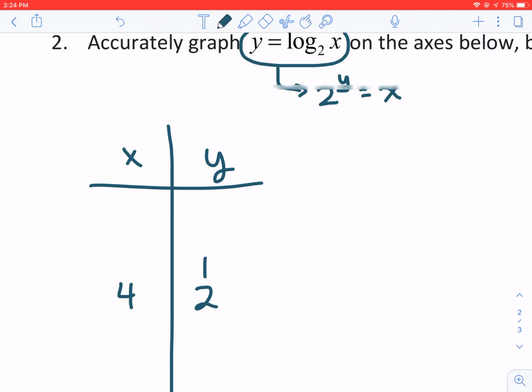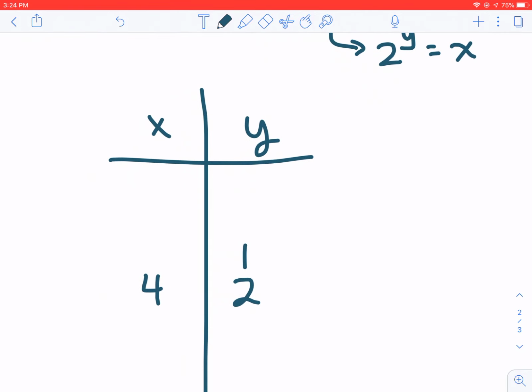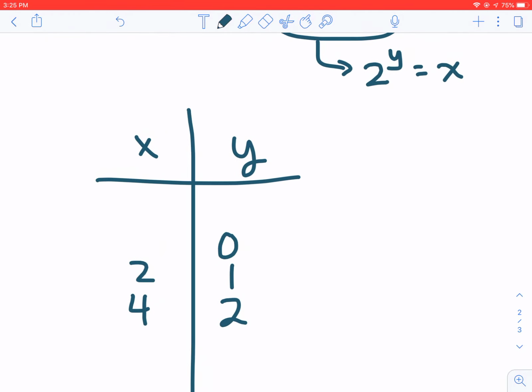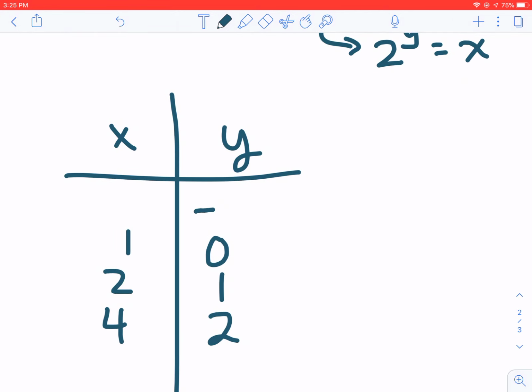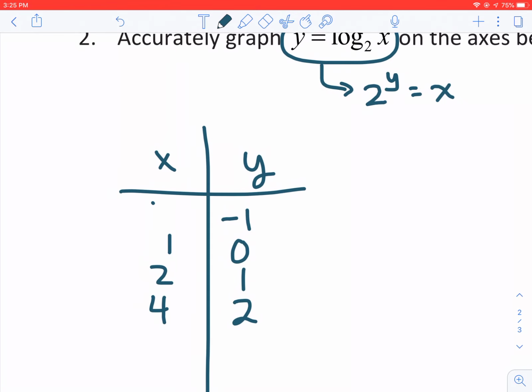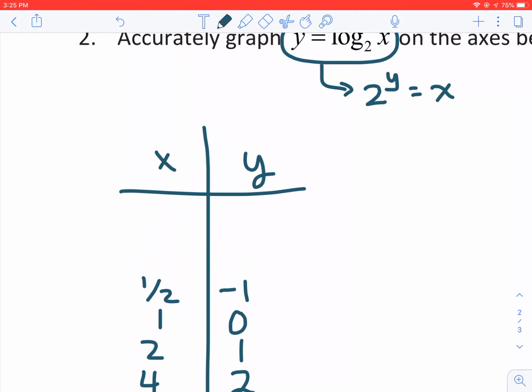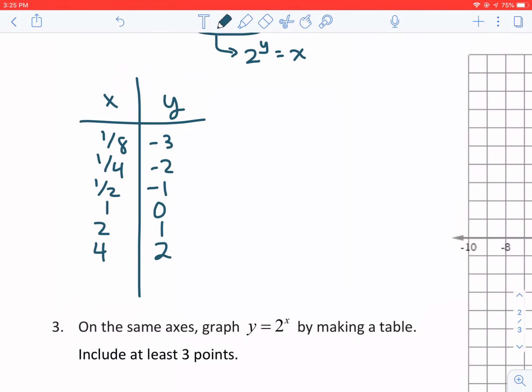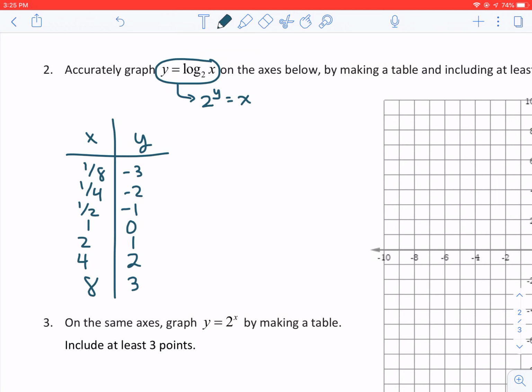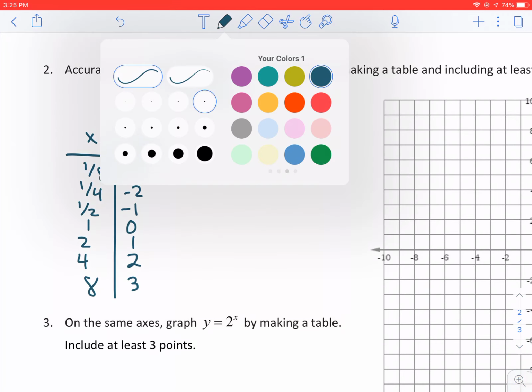So let's see, when y is 1, 2 to the first, that's going to be 2. When y is 0, 2 to the 0, that's 1. When y is negative 1, 2 to the negative first is a half. I'm going to get a couple more values. Let's plug in a negative 2 for y. When y is negative 2, 2 to the negative second is a quarter. 2 to the negative third is an eighth. 2 to the positive 3, that's 8. So let's plot these points and see what this function looks like.